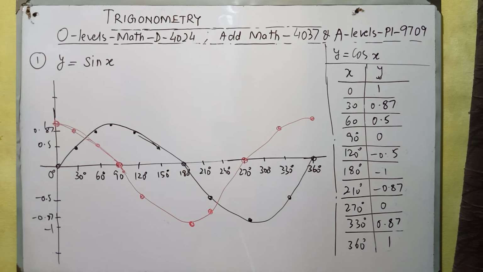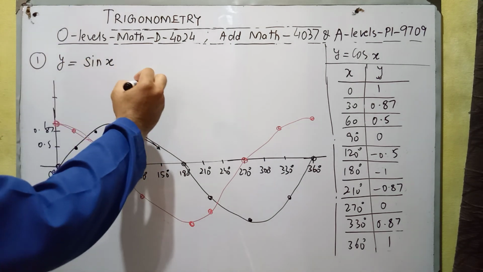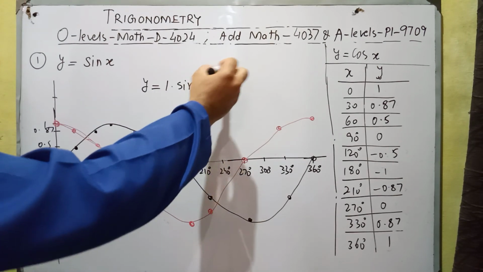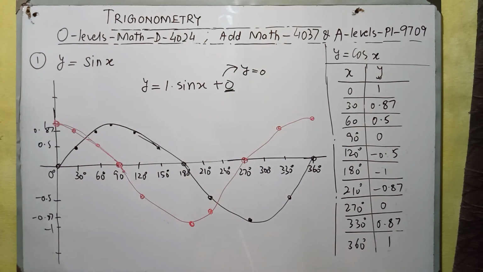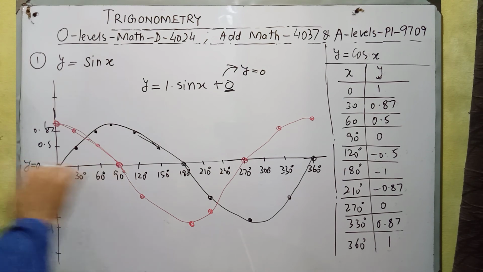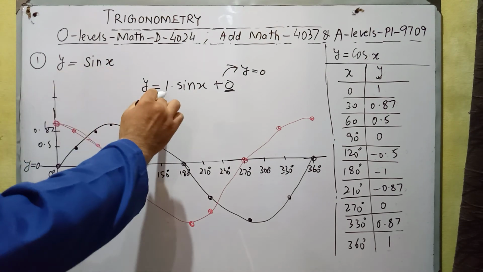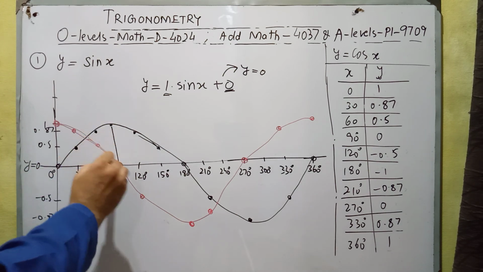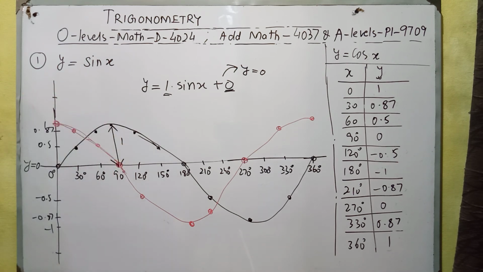And we can make a general formula for the graphical representation of sine and cosine functions. This function can be written as 1 into sine x plus 0. If we have 0 here, then y is equal to 0 will be our central axis. For example, we have drawn the graph of the sine function and we have seen that y is equal to 0 is our central axis, and this is the amplitude of the function. Amplitude means the perpendicular distance between the mean position and the extreme position. This was the mean position and this was the extreme position. We have seen that the distance between the mean and extreme position was 1.